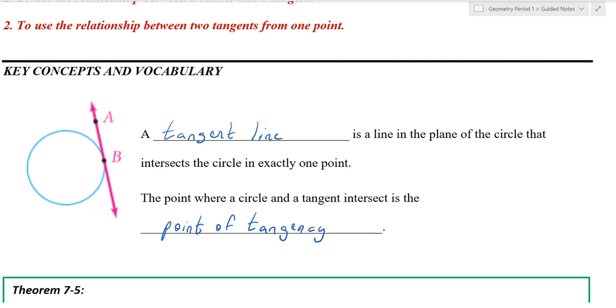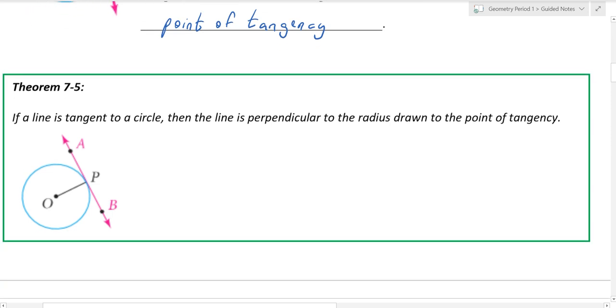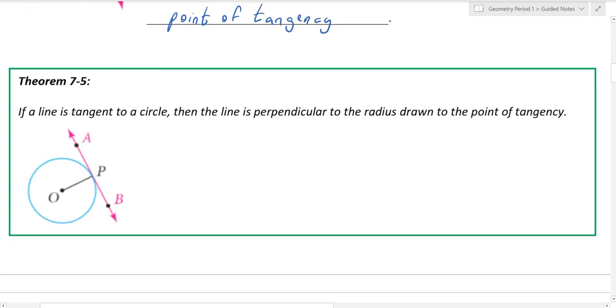Let's take a look at our first theorem. Theorem 7.5 states if a line is tangent to a circle, then the line is perpendicular to the radius drawn to the point of tangency. So if AB in this diagram happens to be tangent at point P, then the intersection between OP and AB forms 90-degree angles. I can say the angle OPA is 90 degrees, and I can also say that angle OPB is also 90 degrees.